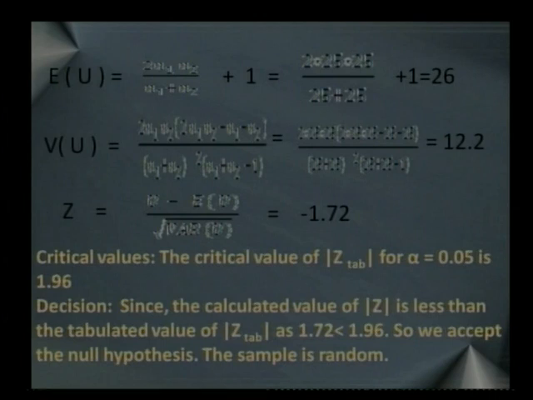So what will be the decision? The calculated value of Z is 1.72, taking the modulus. So 1.72 is less than 1.96, and so we accept the hypothesis and say the sample is random. So this is the median test.